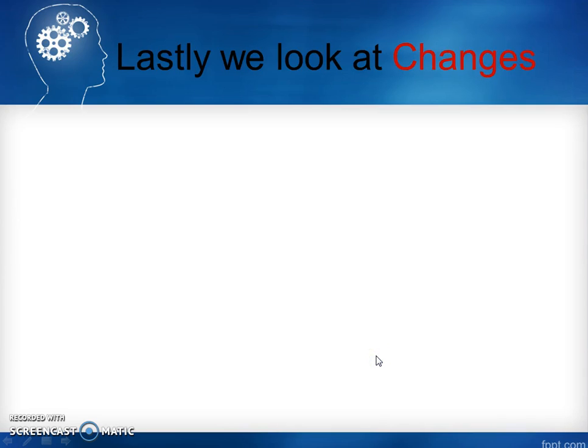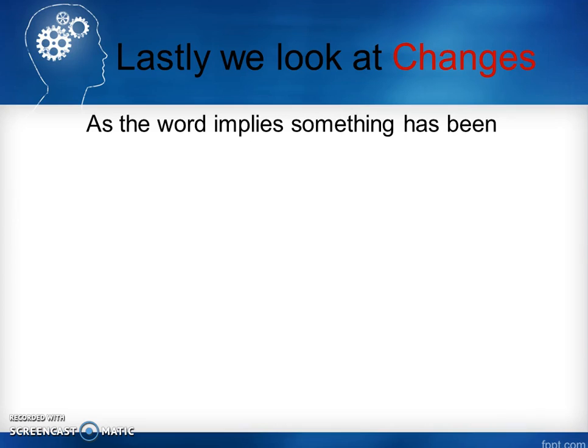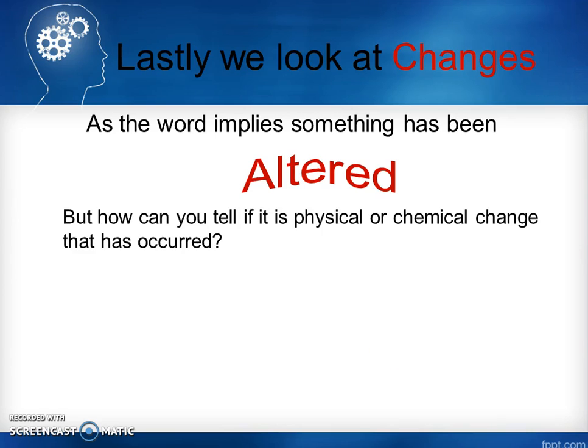Now we're going to look at changes. As the word implies, something has been altered or changed. There are two types of changes: the physical change or the chemical change. Your job is to figure out which change is which.